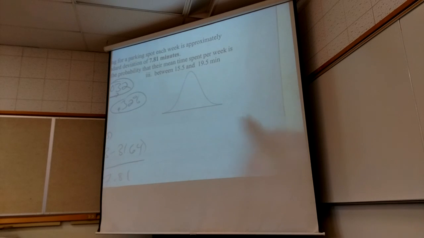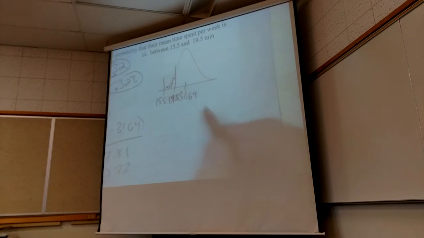All right, so this guy, the mean is still 31.64. So 15.5 and 19.5 are both over there. My answer will definitely be less than 50%, for example, right? Oh no, so I got to change both of these to z-scores.